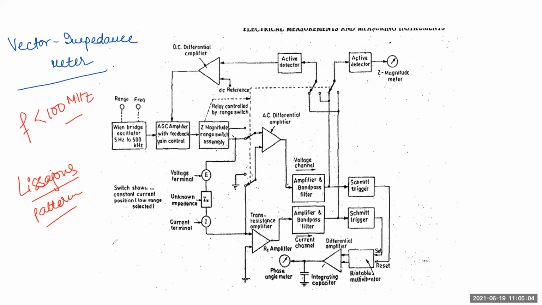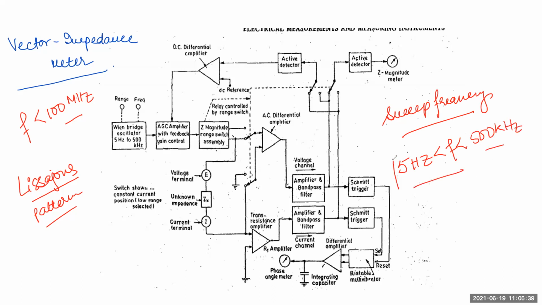So the vector impedance meter makes it possible to obtain what? To obtain sweep frequency of impedance and phase angle. A typical vector impedance meter is used for measurement of impedance and phase angle for a frequency range of, you can say, 5 hertz to 500 kilohertz. So this is the actual frequency range.